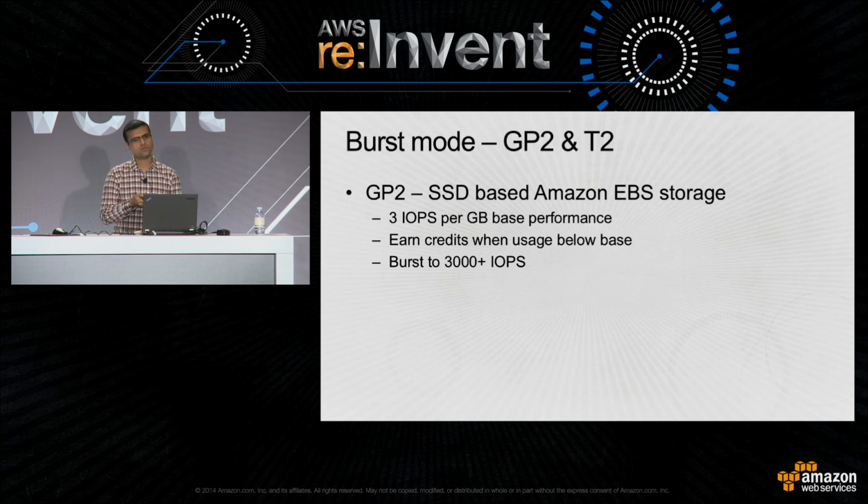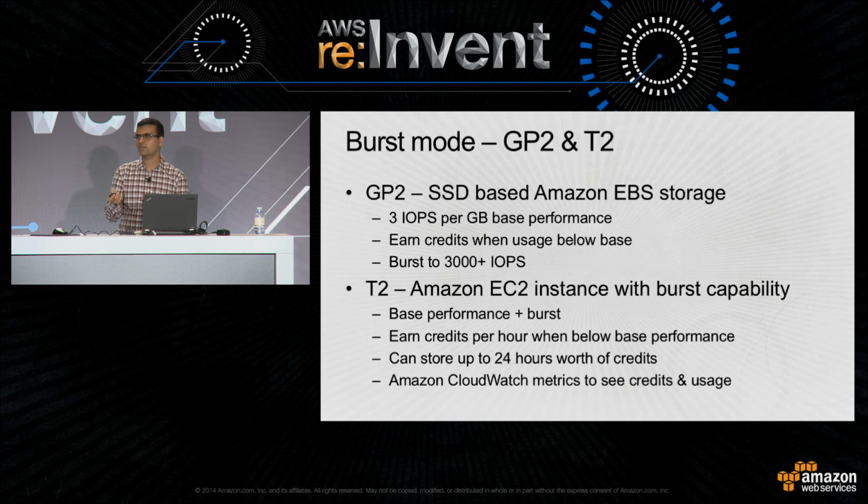So GP2 storage, for those of you that do not know, is an SSD storage option. It provides 3 IOPS per GB base performance. And you can accumulate credits if you are using lower than the base. And you can burst up to 3,000 or more IOPS as you accumulate more credits. So T2 is a fairly similar story. However, it gives you credits in terms of compute cycles. And you can use those credits to burst the CPU usage as well.